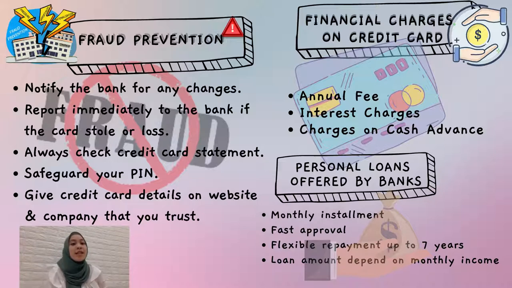Okay, next is financial charges on a credit card. There are three. The first one is annual fee, interest charge, and then the last one is charge on cash advance. Personal loan offered by bank: first, monthly installment, fast approval, flexible repayment up to 7 years, and then the last one is loan amount depends on the monthly income. Okay, that's all from me. I will pass to the next presenter.